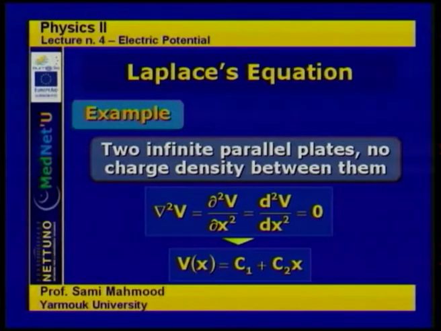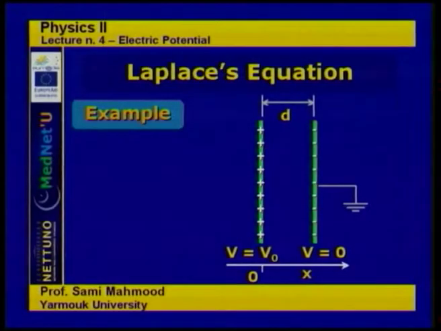The solution of this differential equation is simply V of x is equal to c1, which is a constant, plus c2 times x, where c2 is another constant. And these are the plates. The boundary conditions are that the potential at the first plate is V naught, and the potential of the second plate is 0 by definition.